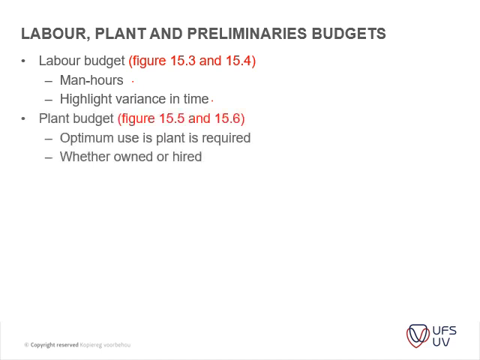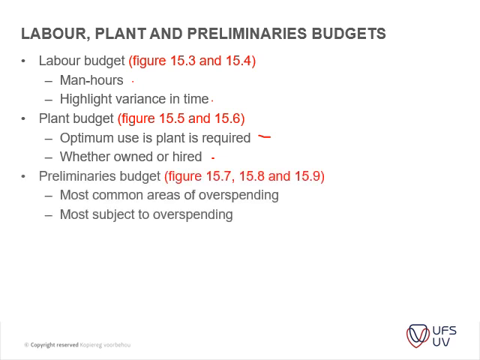Then your next item is your plant budget, which is figure 15.5, where you have your different plant, and then you do your schedule against your time. That's shown on 15.5, and then you've got that drawn out or shown on figure 15.6 on page 338. Okay, please keep in mind whether it's owned or hired, and then optimum use of your plant and material or your plant is required.